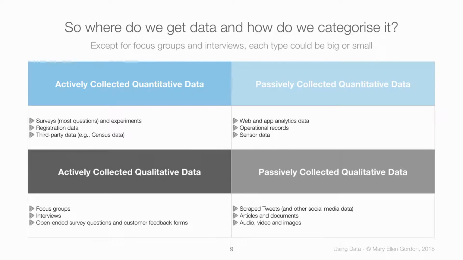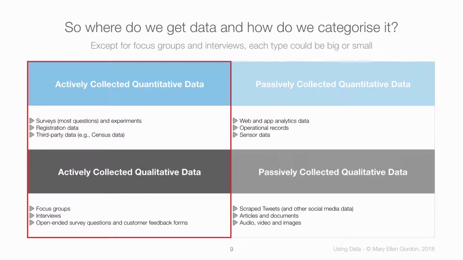At this point, it's useful to think about the different types of data. Up until this point, we've been talking about data very generally, but it comes in different flavors and we can categorize it in different ways. And so let's talk about those now. For me, two useful distinctions are whether the data is actively collected or passively collected, and whether it's qualitative or quantitative. So let me take those distinctions in turn.